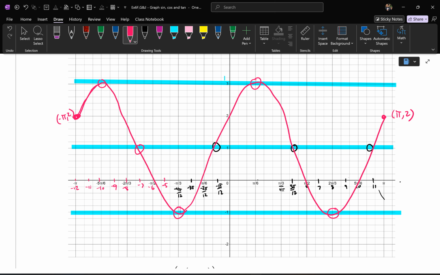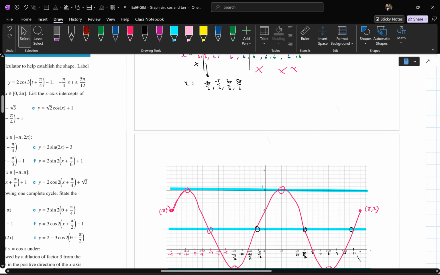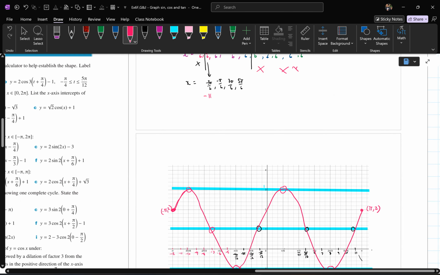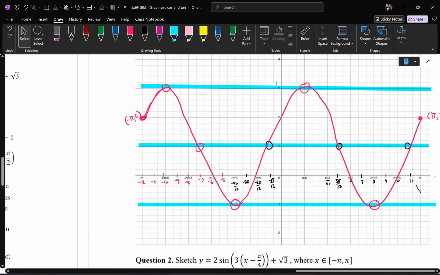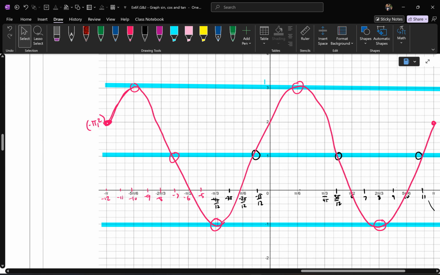I didn't actually check the x-axis intercepts correctly. I just followed the dots there. What was our x-axis intercepts again? It was at negative pi on 2. That's negative pi on 6, pi on 2, and 5 pi on 6. So, how did my graph go? Oh, not too bad.